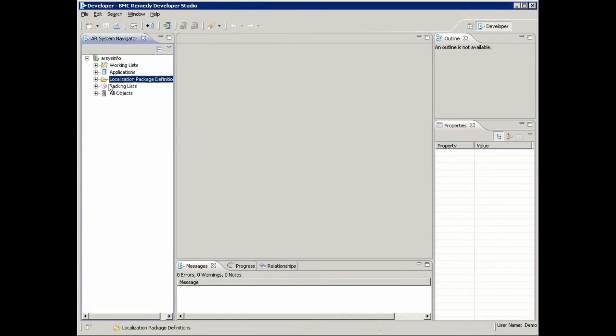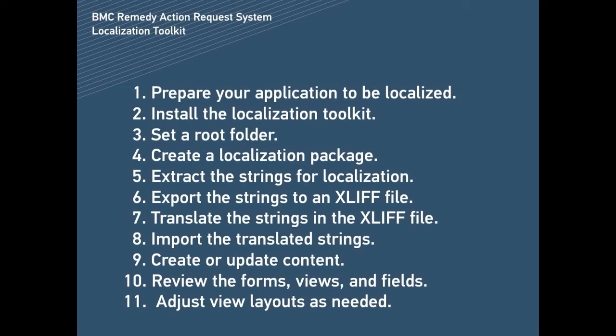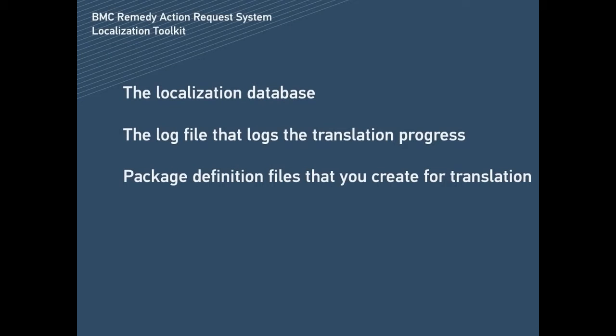Finally, you will see a Localization Package Definitions branch under each server in the AR System Navigator of BMC Remedy Developer Studio. Next, you need to set the root folder. The root folder stores the localization database, the log file that logs the translation progress, and the package definition files that you create for translation. The default location for the root folder is in the L10N folder of your BMC Remedy Developer Studio workspace.